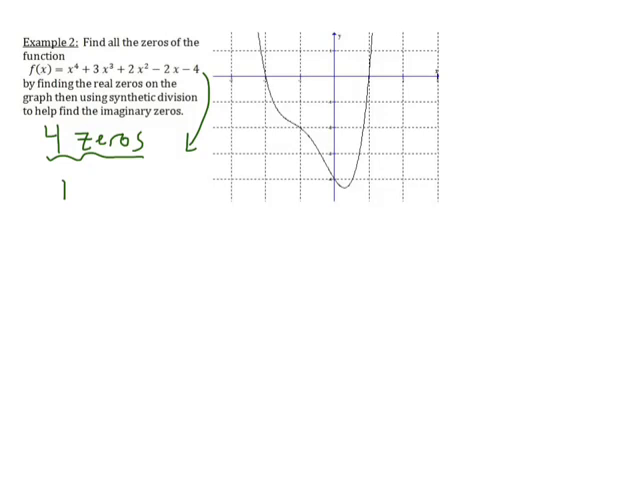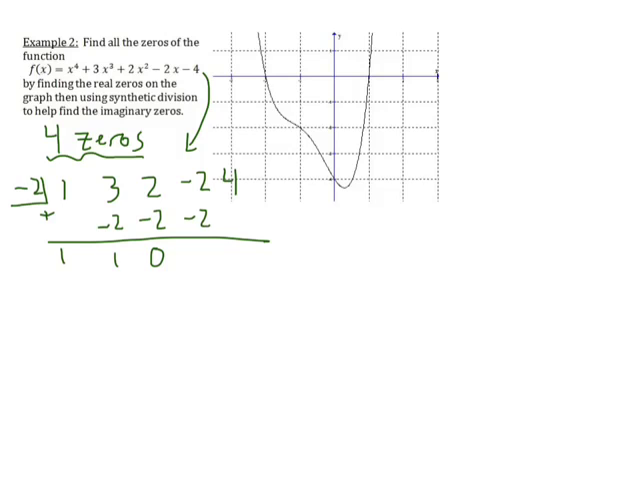So we're going to have 1, 3, 2, negative 2, and 4. And we suspect that negative 2 is a 0. So let's try negative 2 in here. And a little synthetic division: bring down the 1, multiply, and add. Multiply negative 2 times 1 is negative 2. Add 0. Multiply negative 2. Add negative 4.